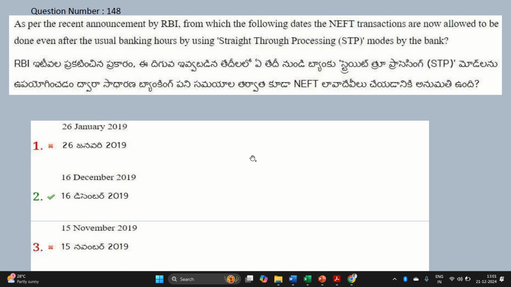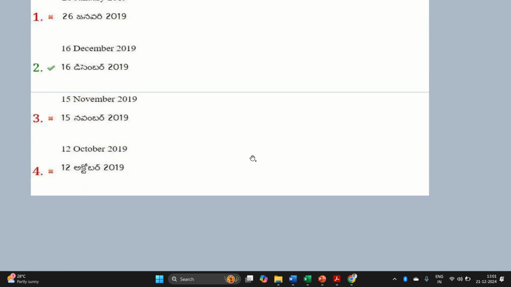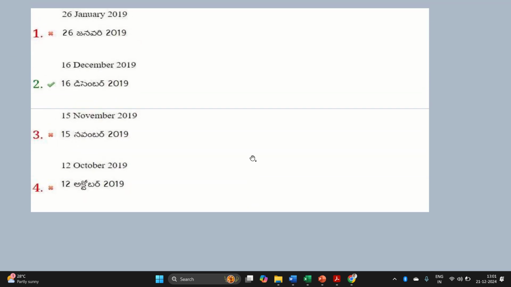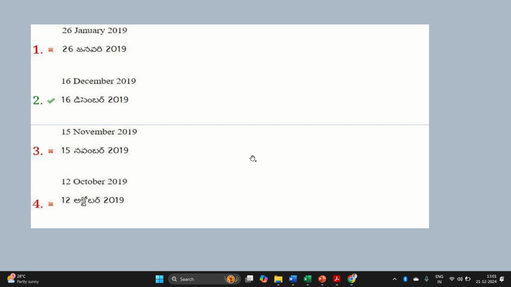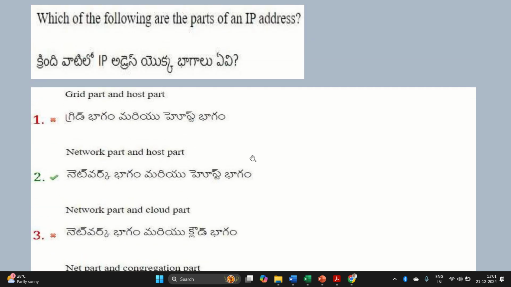As per the recent announcement by RBI, from which day are the next transactions allowed to be done even after the usual banking hours through processing models by the bank? 16 December, 15 December. No one can answer this type of question, so no problem.